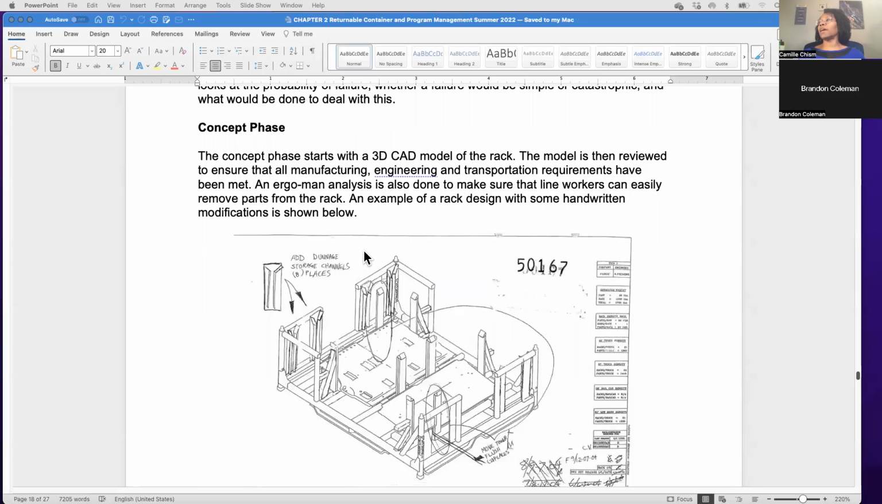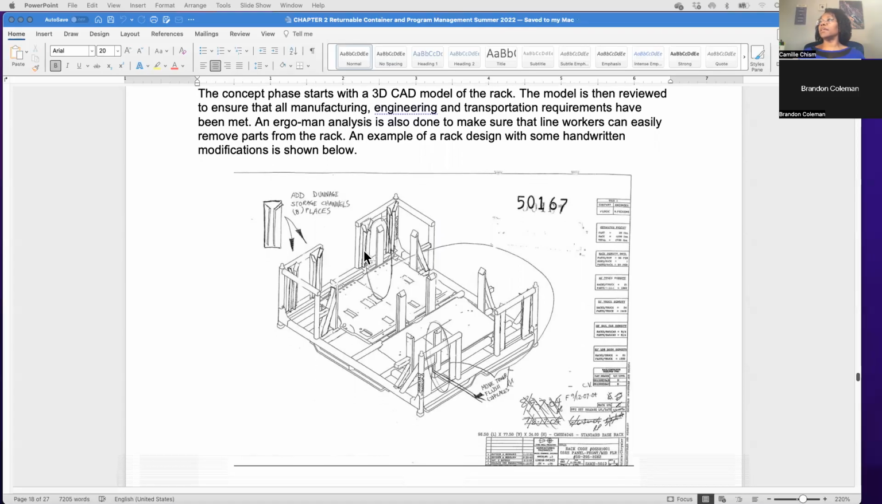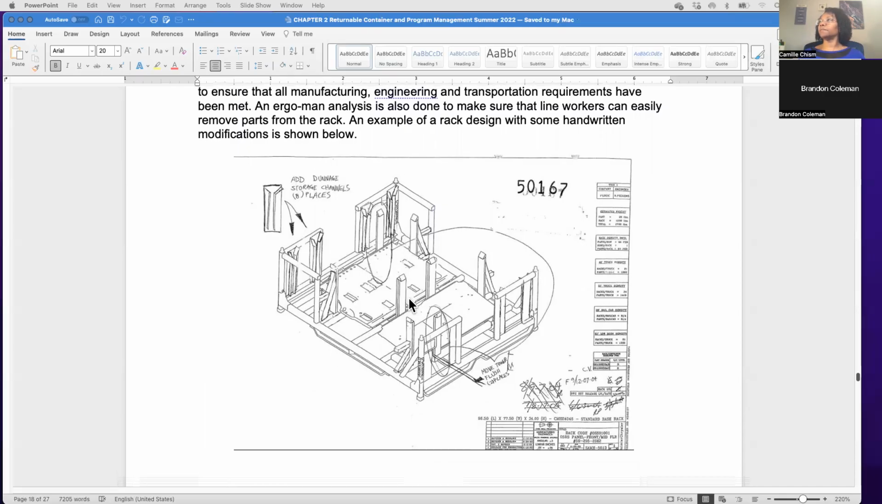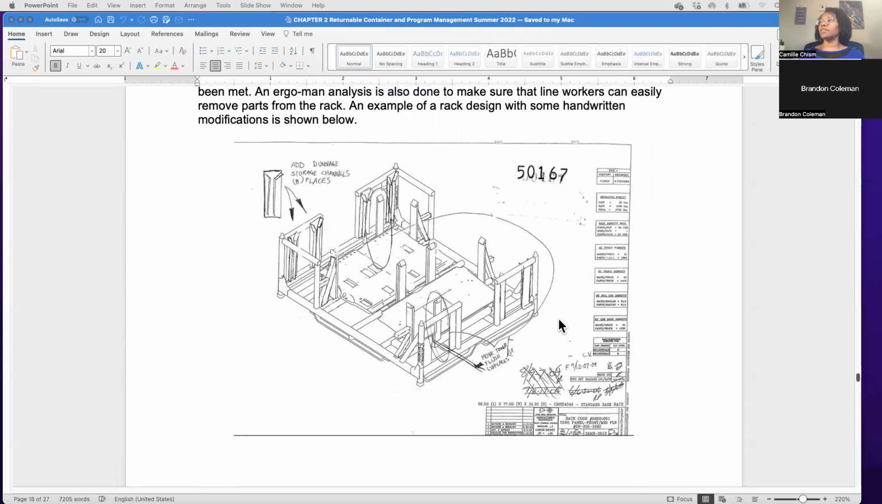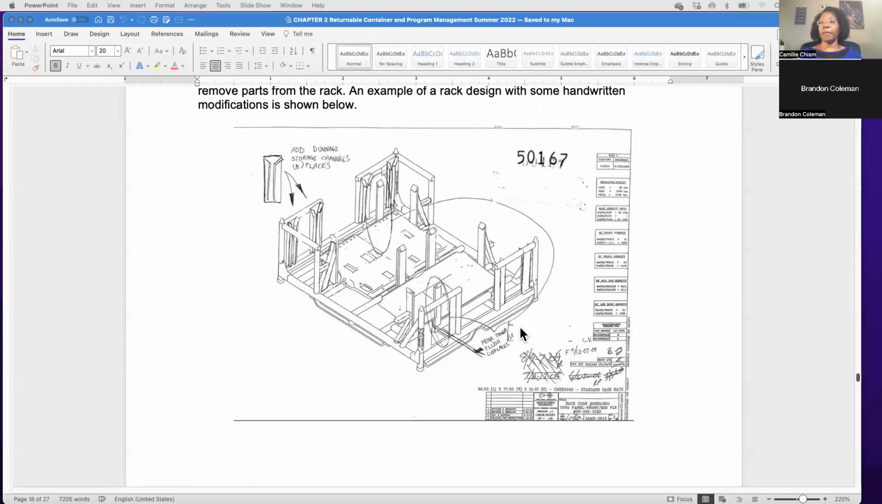When you're looking at the concept phase, you're looking at having a 3D model or the math data, and you can also do that ergonomic analysis we talked about, because part of that design is making sure this is usable by your operators. And this is the chance to make changes. A lot of times, not just for racks but for other packaging, even a corrugated box, the box company will bring in a drawing and want you to sign off on it. This is your chance to make changes.